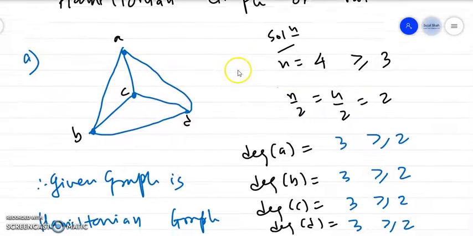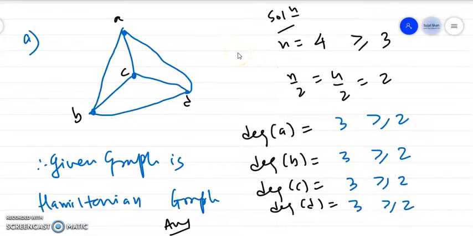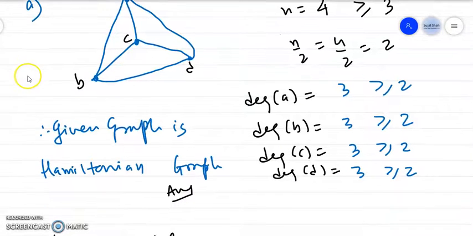So now let us look at the degree of each vertex. We can see that the degree of each vertex is 3. So degree of each vertex is more than number 2. So we conclude that this is Hamiltonian graph.